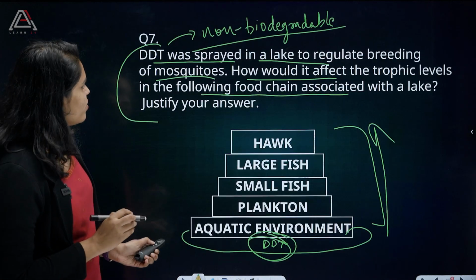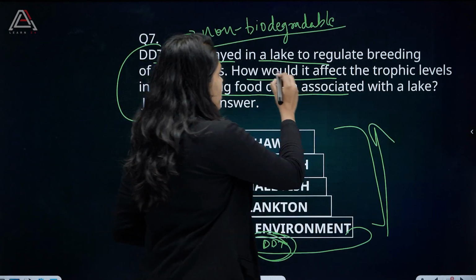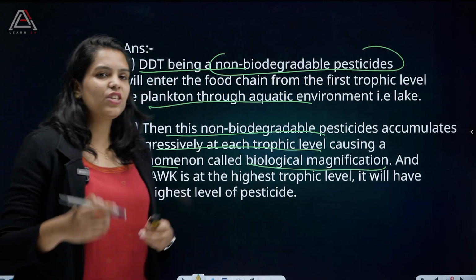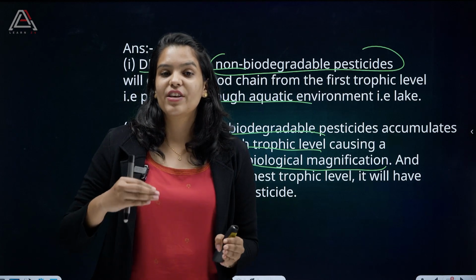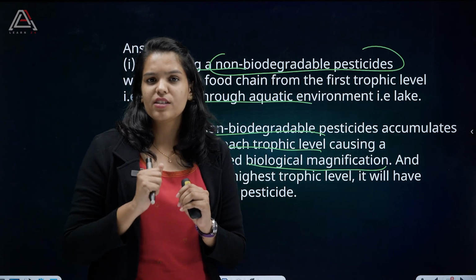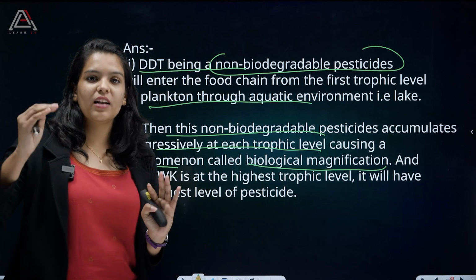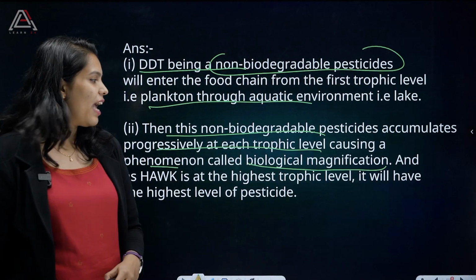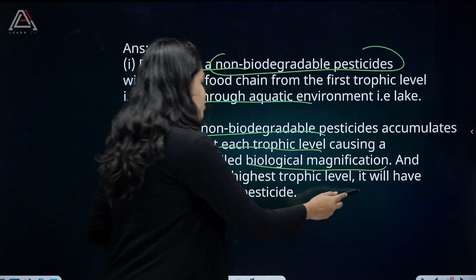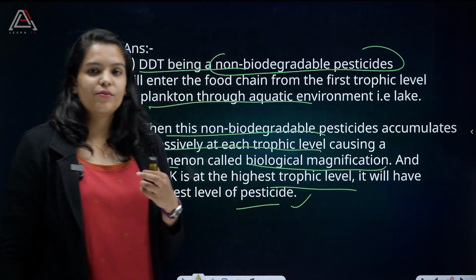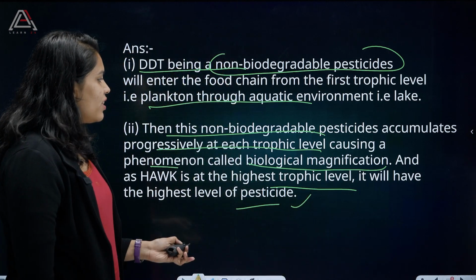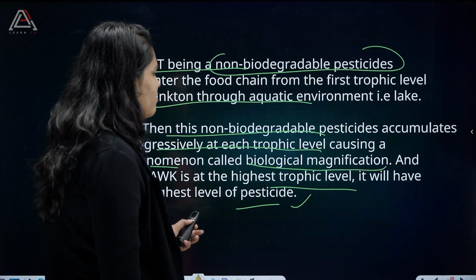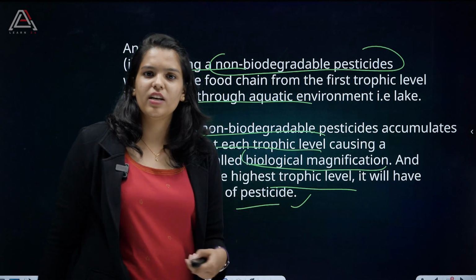Also in this question they are asking how it would affect the trophic levels, so just tell which one has the highest amount of pesticide. It's obvious that it is the highest trophic level, which here is the hog. So the hog will have the highest level of pesticide. Very simple and direct question. You will be provided with an image and the questions will be asked, and you just have to answer accordingly. Just put in the concept, that is biological magnification, and you are sorted for this question.